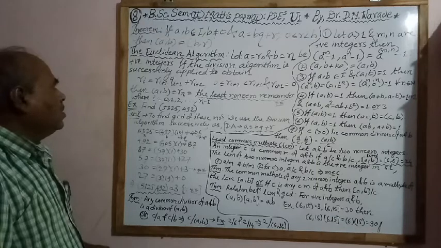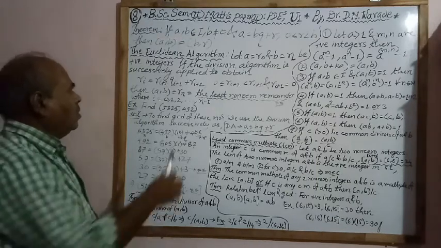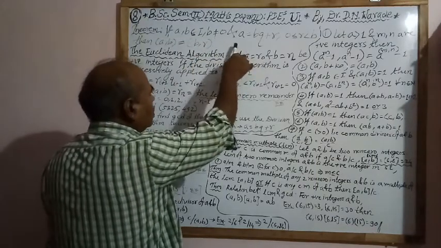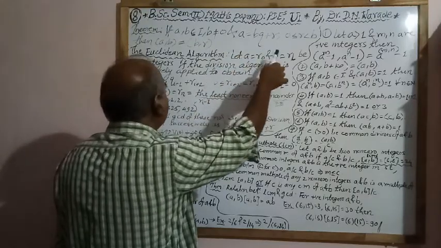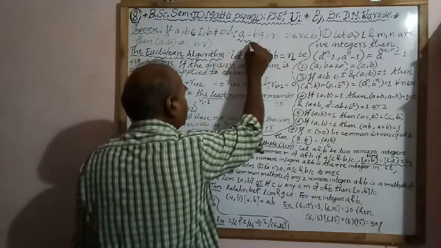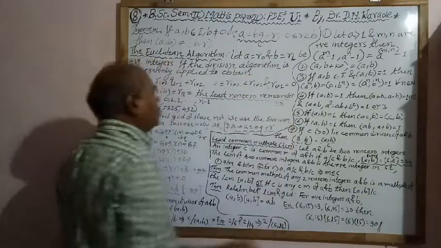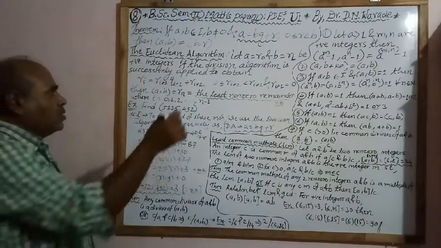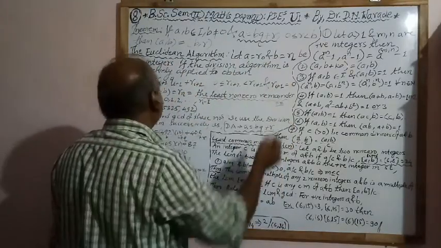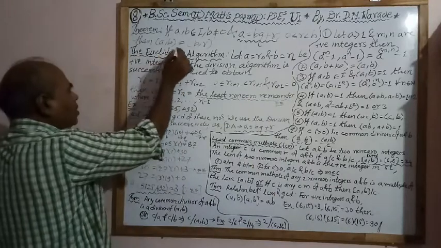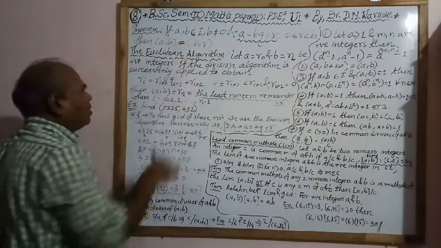If a, b belong to integers and b is not equal to 0, and a equals bq plus r, you know that this is the division algorithm theorem, where r, that is the remainder, lies between 0 and b. Then GCD of a, b equals GCD of b, r.